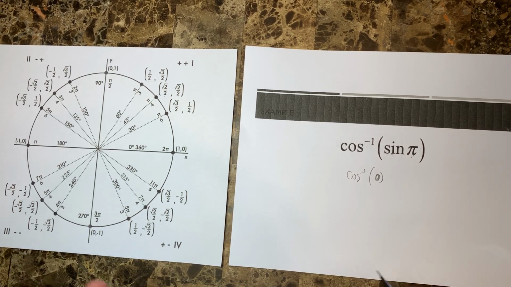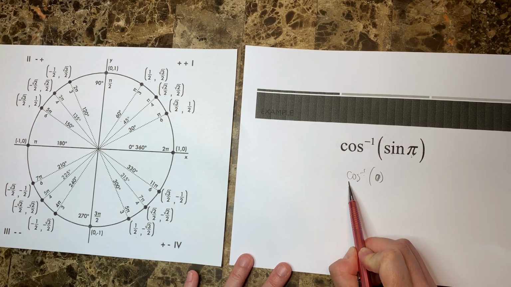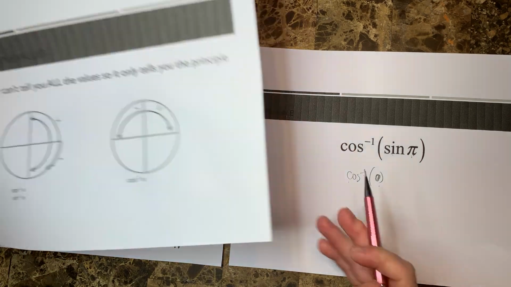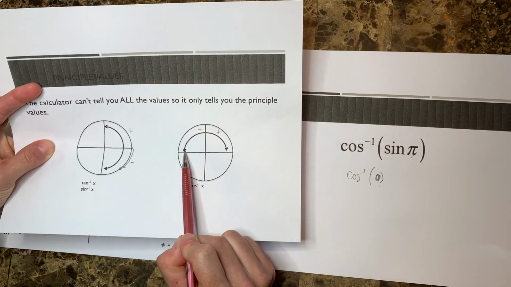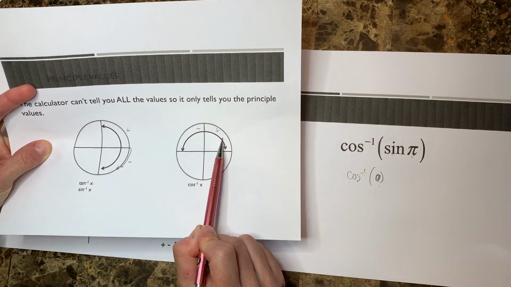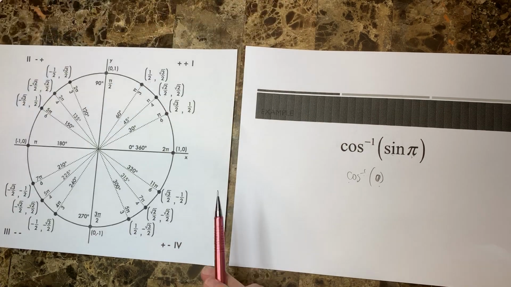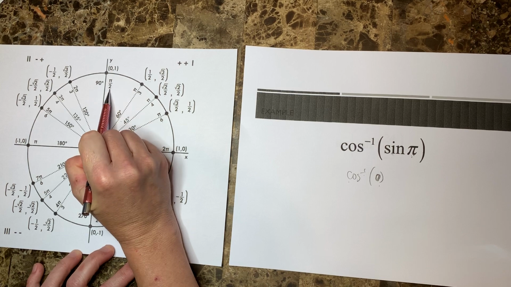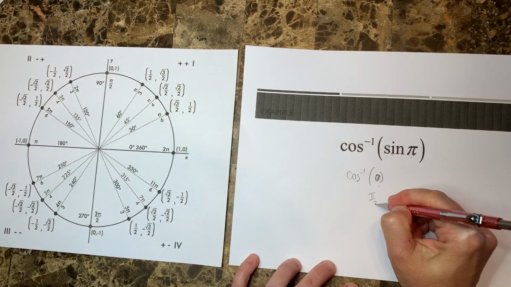So now this question's asking, I need an angle that has a cosine value of 0. If I'm looking back at this, the only places that I can look are somewhere in these two quadrants, somewhere from here to here. So the cosine value of 0 happens right there. So we're looking for an answer of pi over 2.